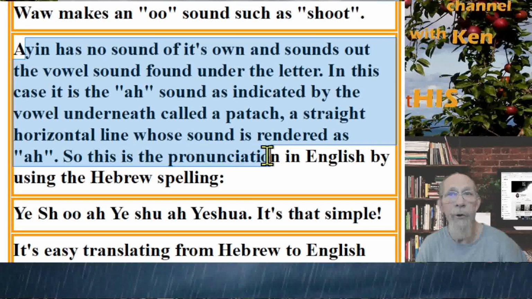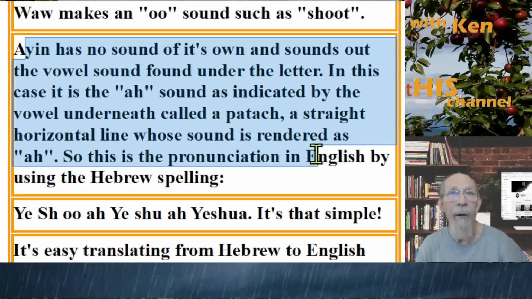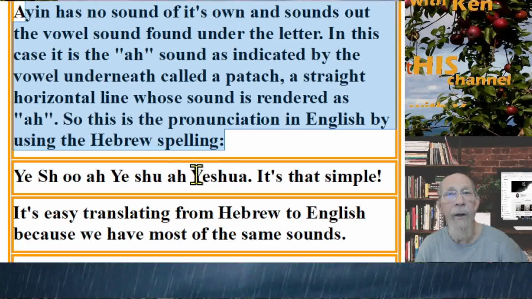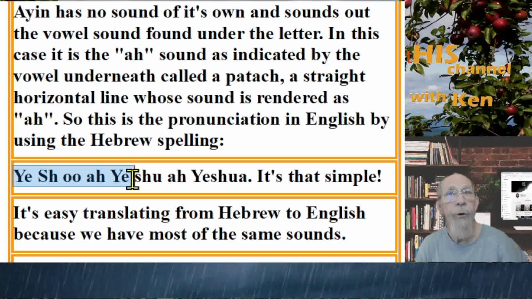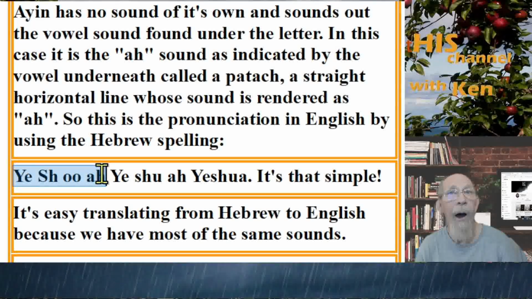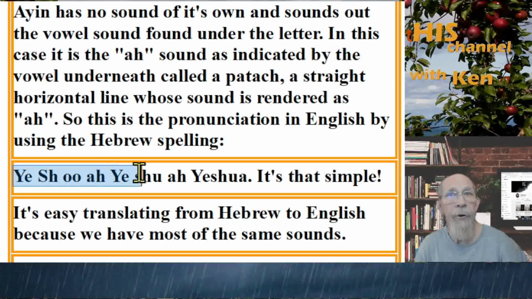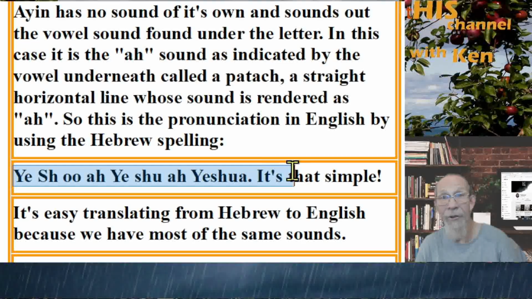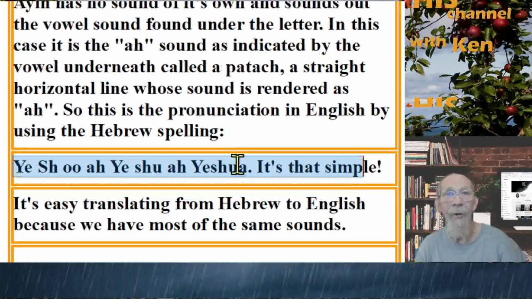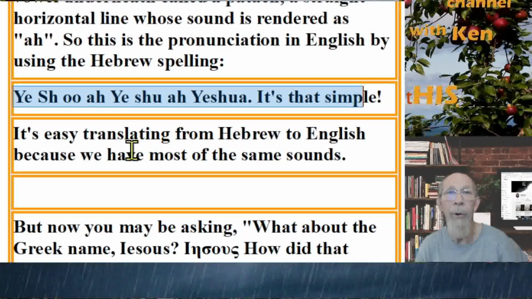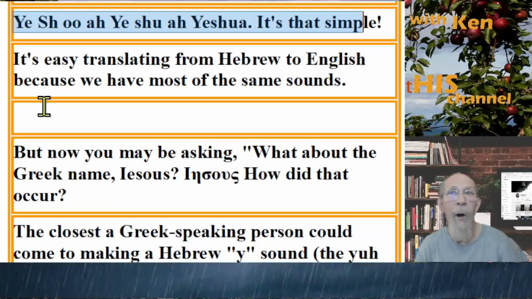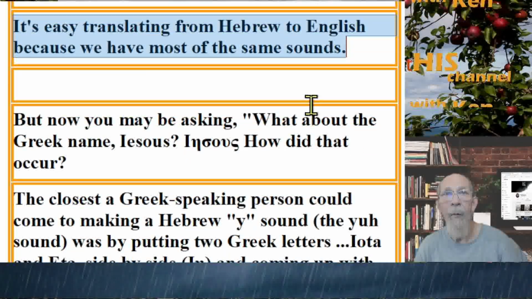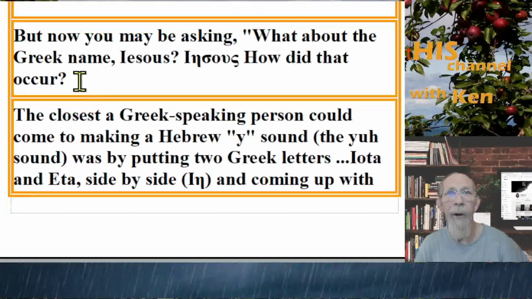So this is the pronunciation in English by using the Hebrew spelling. Ye, sh, u, ah. Yeshua. Yeshua. It's that simple. It's very easy translating from Hebrew to English because we have most of the same sounds. But now you may be asking, what about the Greek name?